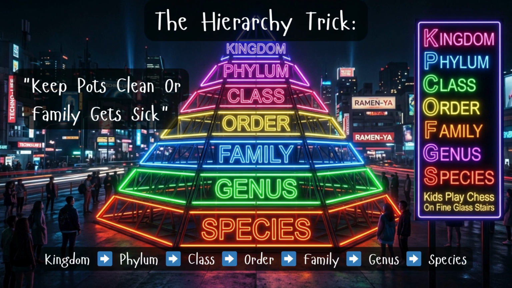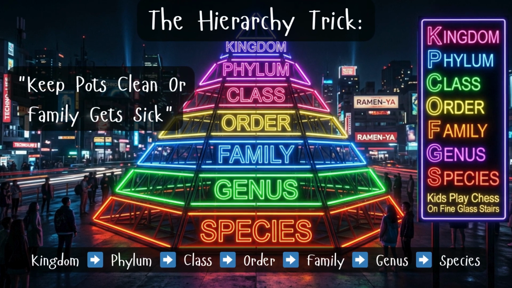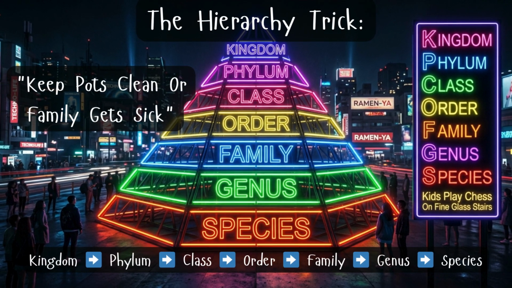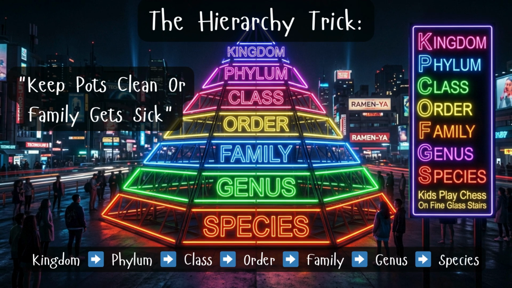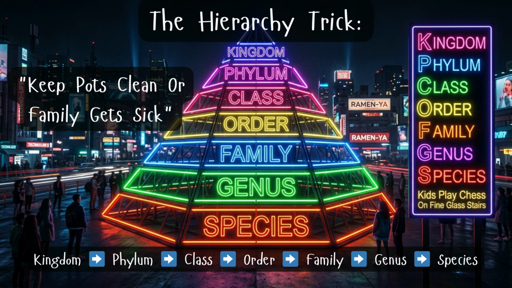Next, the taxonomic hierarchy. You need to know the ascending and descending order flawlessly. Just remember this trick. Keep pots clean or family gets sick. Kingdom, phylum, class, order, family, genus, species. Remember, as we go higher from species to kingdom, the number of common characteristics strictly decreases.